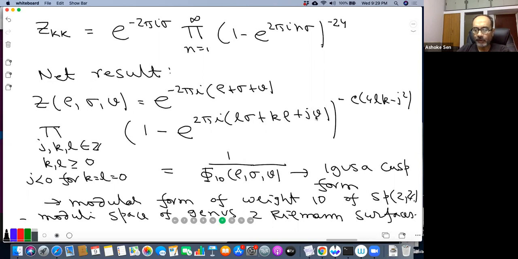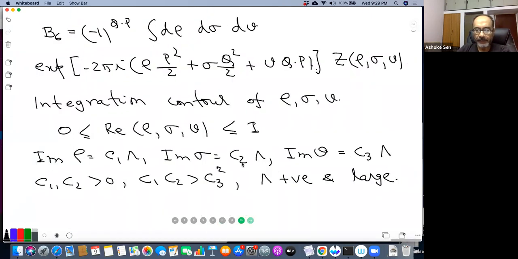For v, it's a little more complicated story. Nevertheless, what one can show is that if we restrict to this range, the expansion converges, provided you choose something; there is something more about C3 that you have to say. But C1 and C2 should be positive, because then imaginary rho and imaginary sigma are large. So there at least it's clear that e to the 2 pi i rho and e to the 2 pi i sigma are both small in that region, so the expansion of Z makes sense.